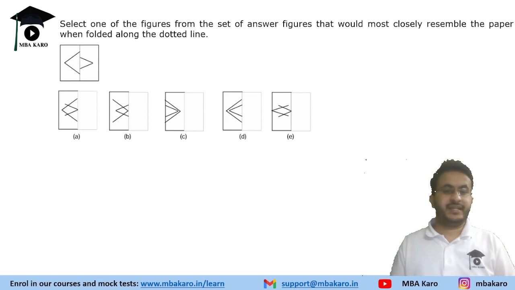So this was an easy one. We need to find what resembles the paper when folded. So when you fold it this side, it will become like this. This portion, when it folds, becomes like this. So that is option D. The easiest of the questions.